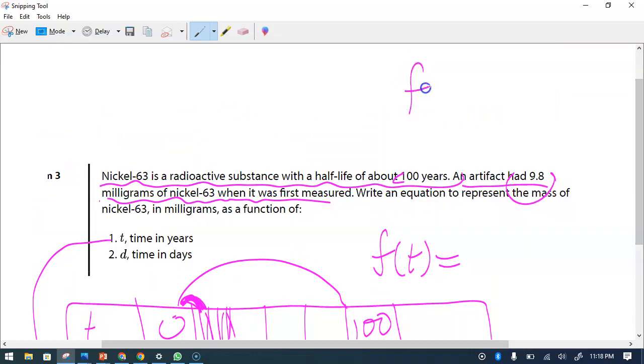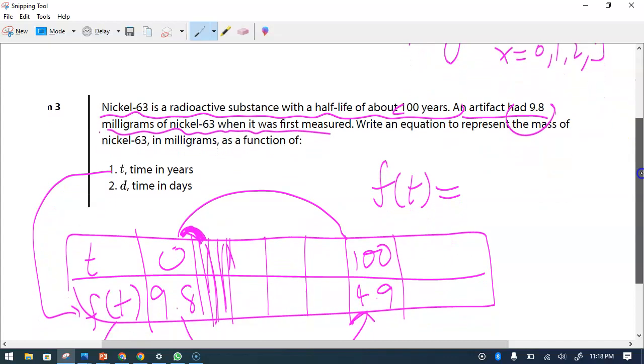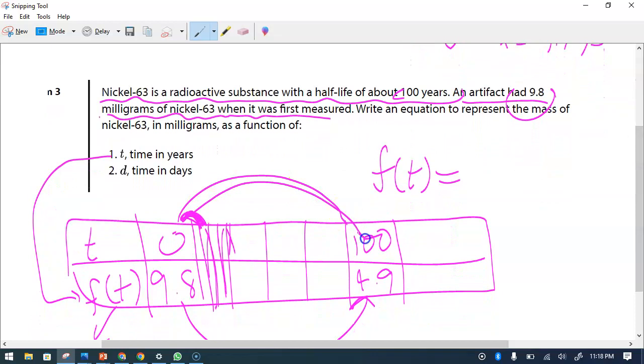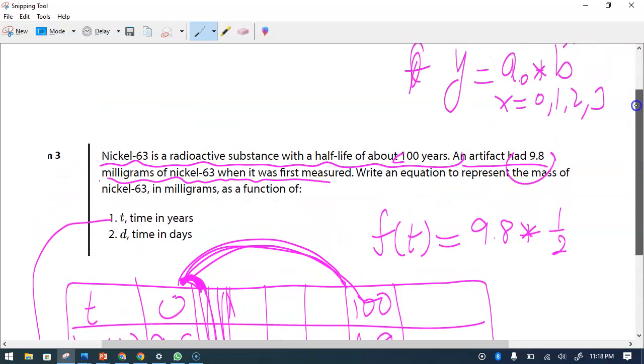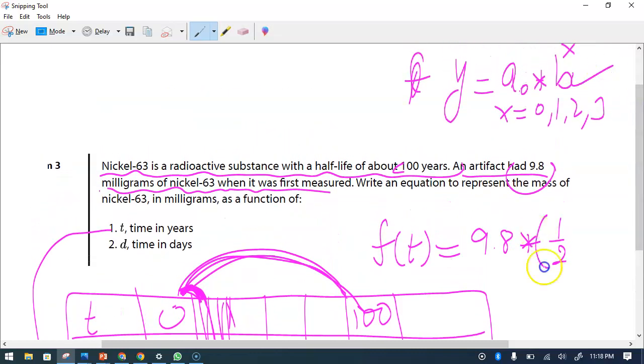The formula is f(x), the exponential function, whatever you have in the beginning, times b raised to x. But this x is 0, 1, 2, 3. But in this example, they give you 100 years, right? And if you want to do it for only 1 year, the formula changes. So what you had was 9.8 times half, the growth factor, raised to this. This b is half.